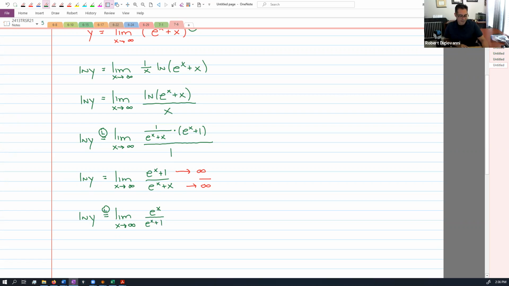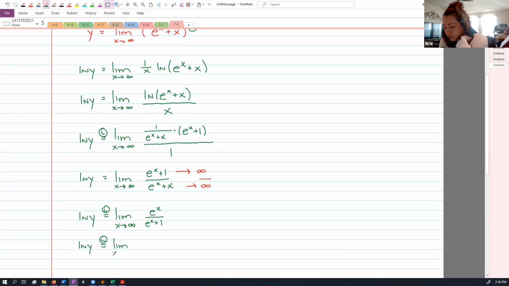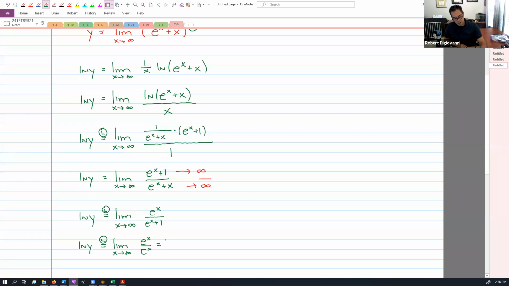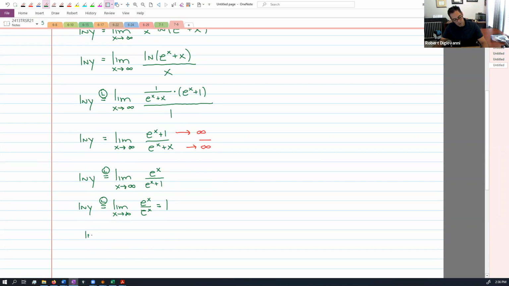Do you see where we're headed with this? Do you see that we still have infinity over infinity? Do you see what'll happen if we do L'Hopital one more time? You'll get e to the x over e to the x, right? Which is 1. That's pretty cool. And so we have natural log of y equals 1.